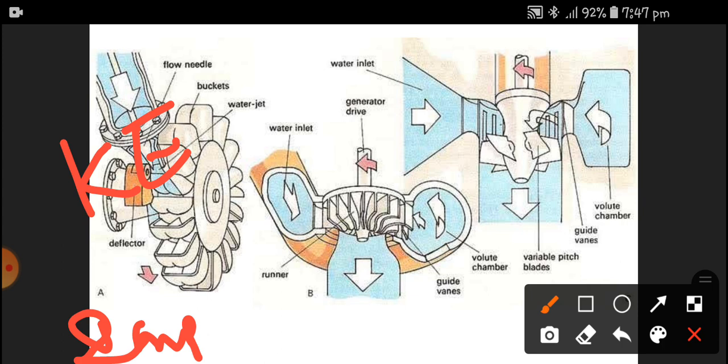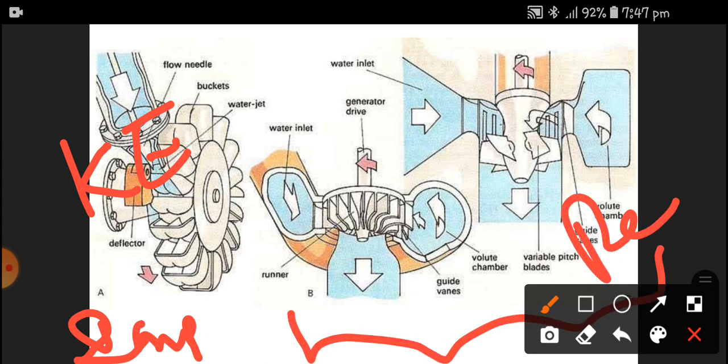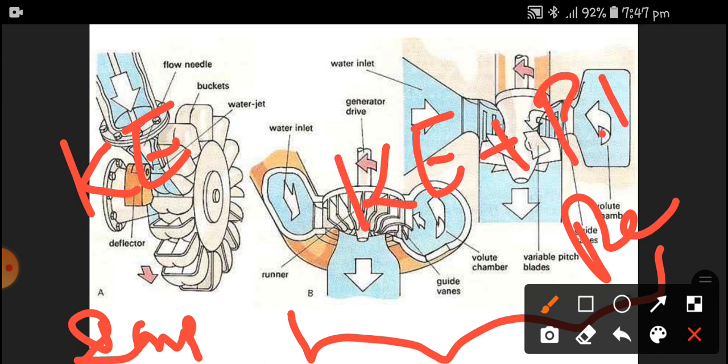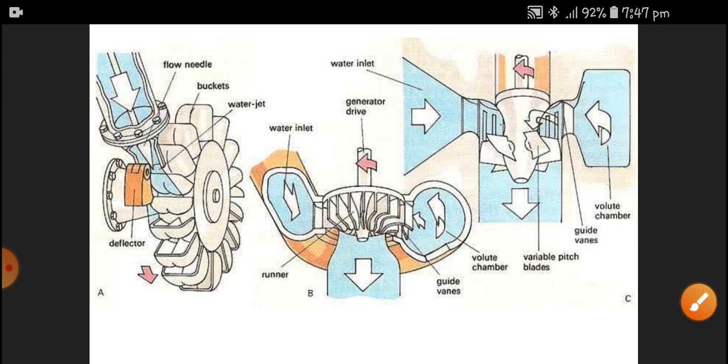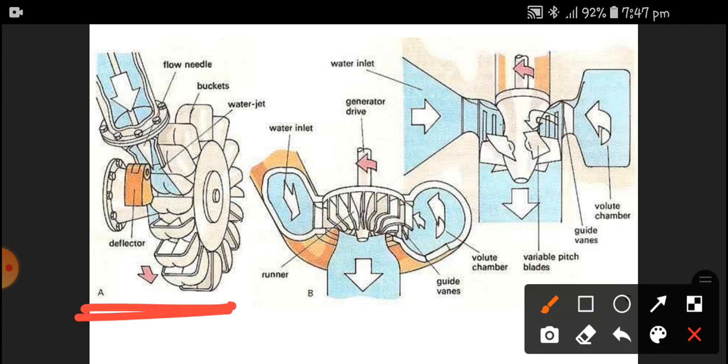And these two turbines are all reaction turbines. So here both kinetic energy and pressure energy are used to run the turbine. This is an impulse turbine. I can say it is a Pelton turbine, and it is a tangential flow turbine.